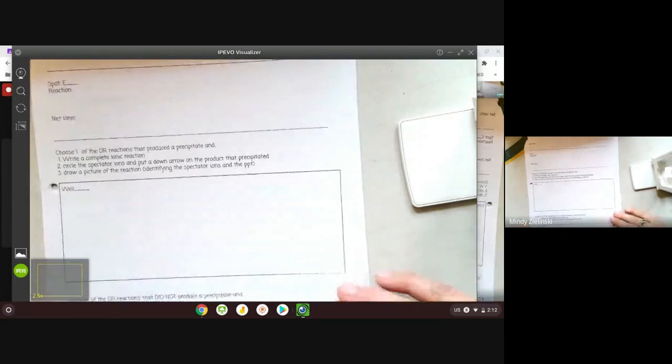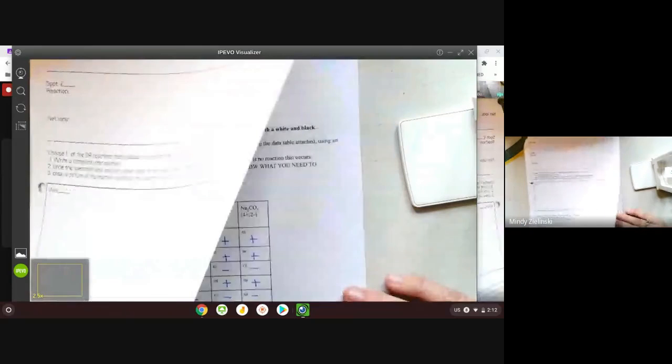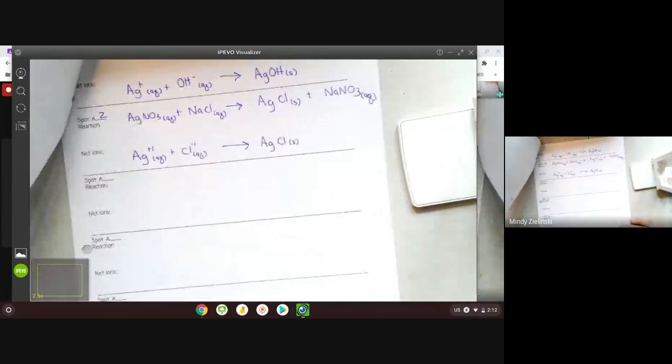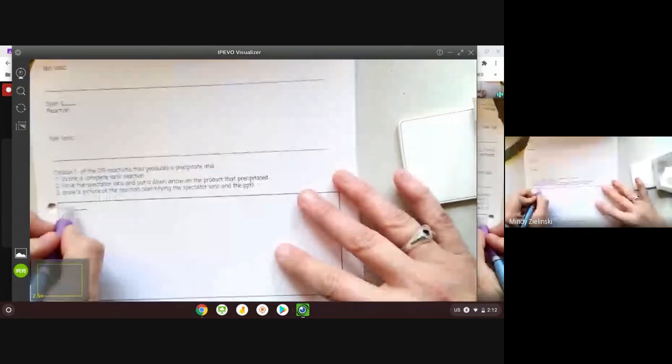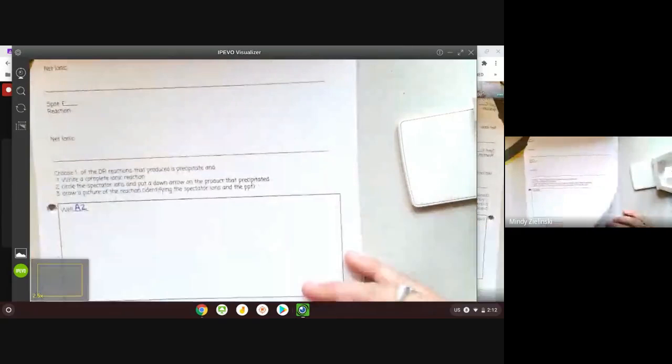So I'm going to show you how I'd like for you to do this. I'm going to use this A2 reaction as my example, which again makes you not be allowed to. You're going to pick any other reaction here. So I would write in A2, and then I'm literally just going to copy over this double replacement reaction, just as I see it here.